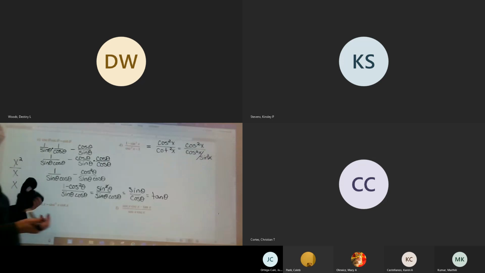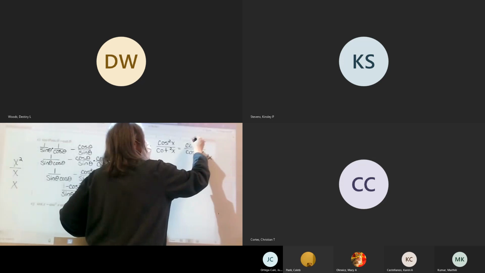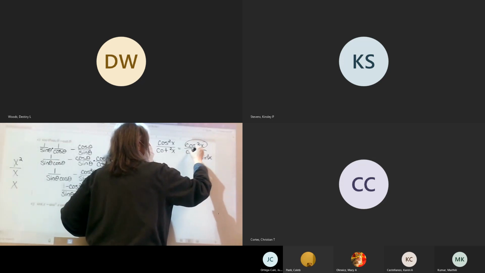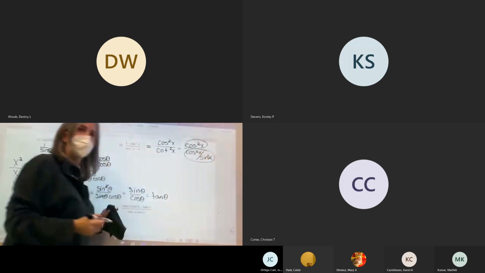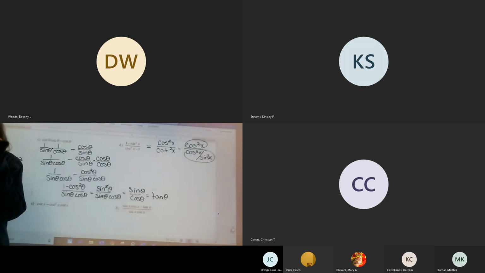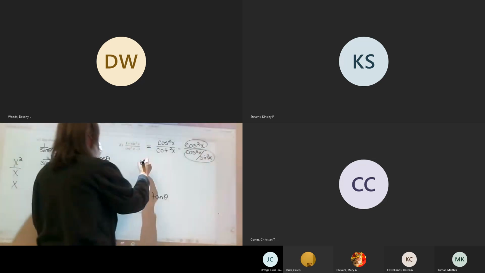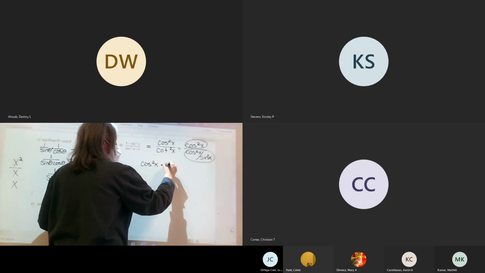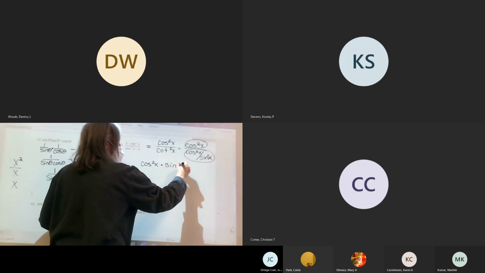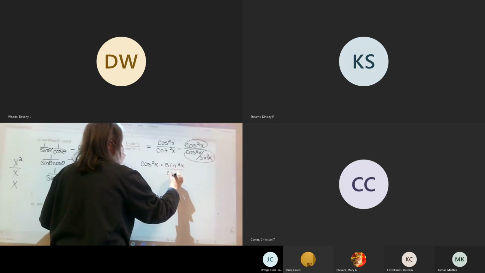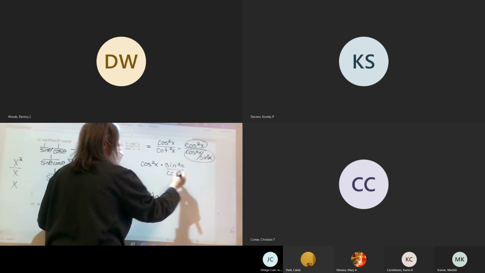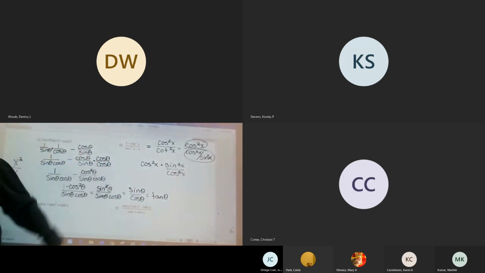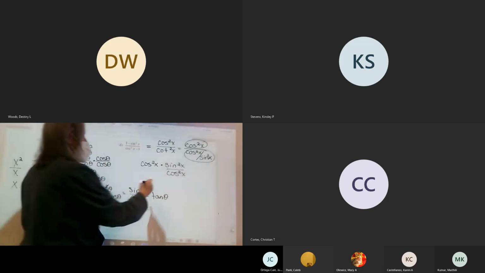Don't take a chance. Remember, you can always do numerator times the reciprocal of the denominator so that you can be 100% sure where things are going to go. So that's cosine squared x times sine squared x over cosine squared x. And as you can see, your cosines are going to cancel and you're going to be left with a sine.